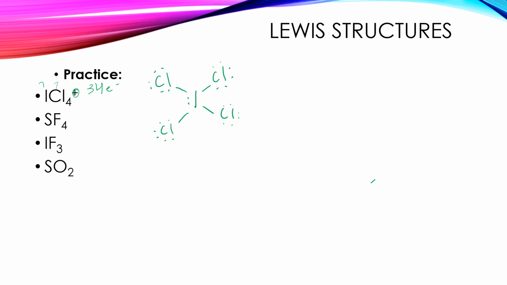When we learn about VSEPR in a minute, you'll learn that it has a specific shape, but iodine is just hypervalent at this moment. It has an expanded octet.